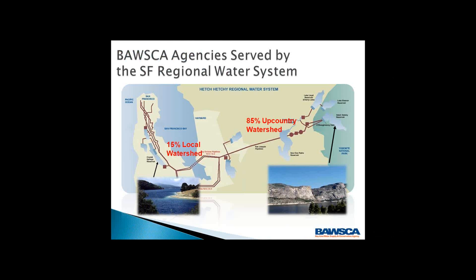Next slide. This graphic shows the BOSCA agencies that are served by the SF regional water system and where we get our water from. So as you can tell, about 85% of the upcountry watershed is where we get most of our water. Hetch Hetchy Reservoir specifically that most people know of, Lake Eleanor, Lake Lloyd, New Don Pedro, and about 15% comes from the local watershed, although most of that is used as emergency supplies, such as the Crystal Springs Reservoir.